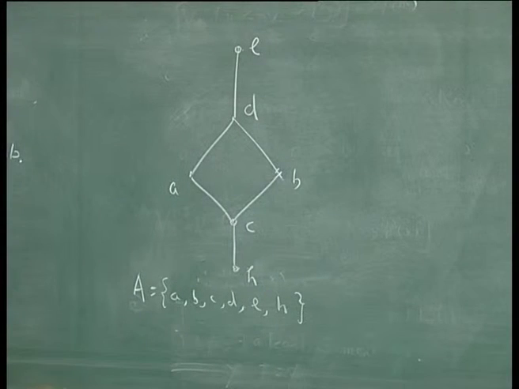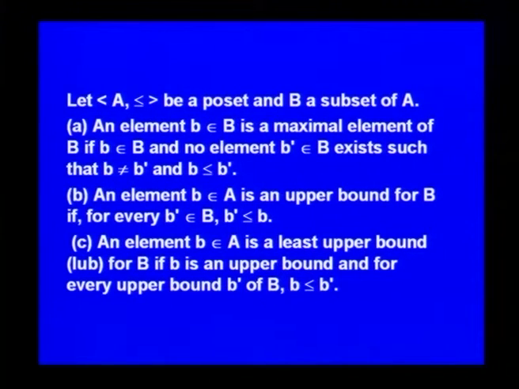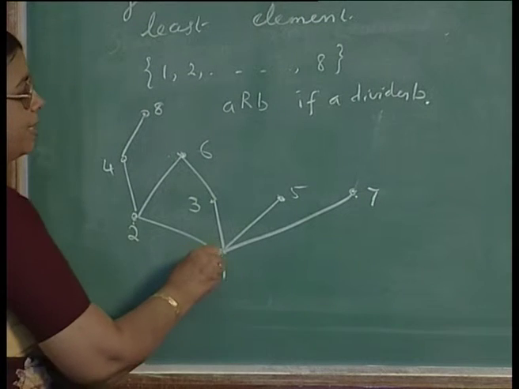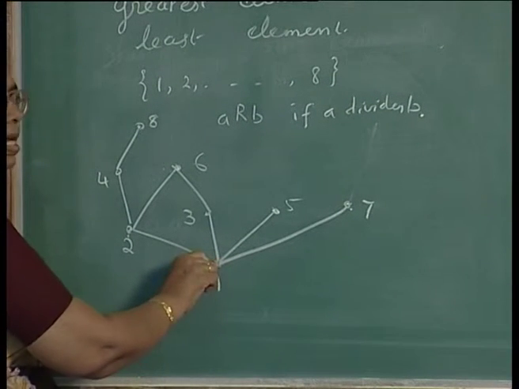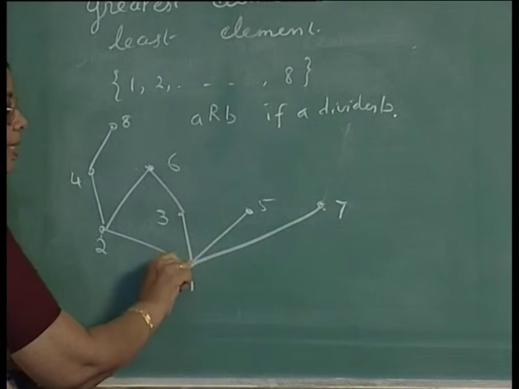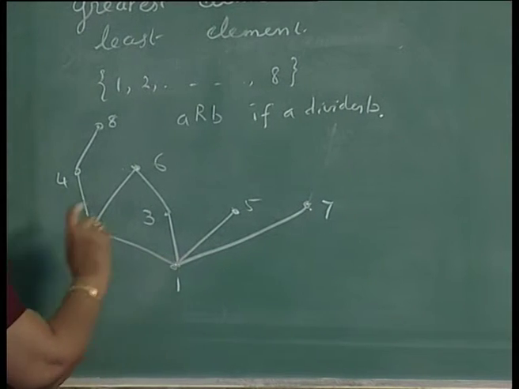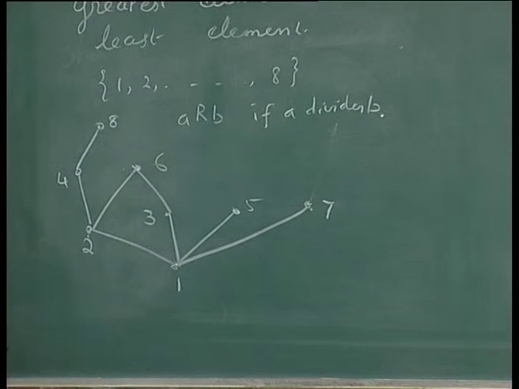An element B belonging to B is a minimal element if B belongs to B and there does not exist an element B dash belonging to B such that B is not equal to B dash and B dash is less than or equal to B. So, if you look at this example, you will see that this is a minimal element. There is no other element less than this. This happens to be the least element. This happens to be the minimal element. There is only one minimal element in this case.